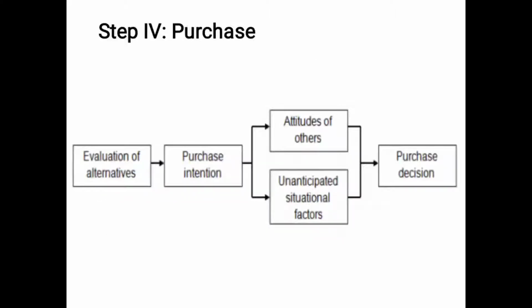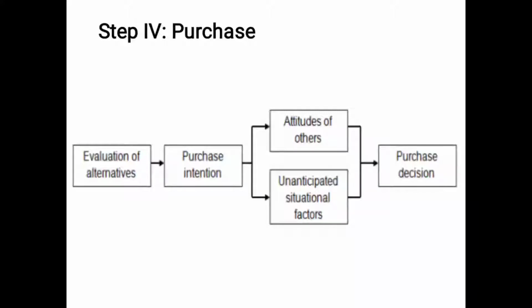So still we'll continue. There is a chart for the purchase. After the evaluation of alternatives, purchase intention is made. From purchase intention to purchase decision, you have many activities to go through. In the purchase itself, you have three stages here: purchase intention, then attitudes of others and unanticipated situational factors, and that will make a purchase decision.